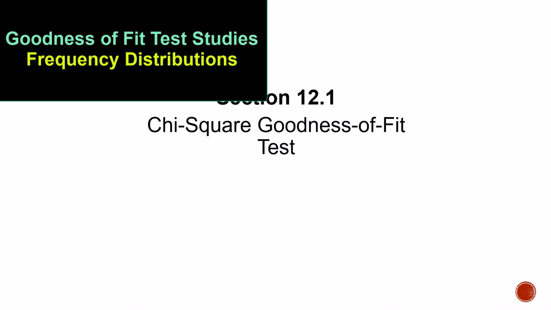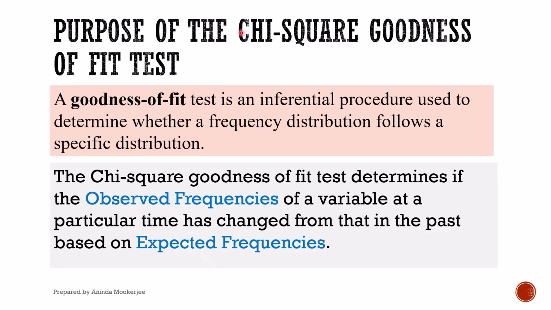So in this lecture, we are going to learn about the goodness of fit test, the purpose of it, and then the process of performing a goodness of fit test using an example. We will first learn what the chi-squared goodness of fit test is and its purpose. It is an inferential procedure used to determine whether a frequency distribution follows a specific distribution. In other words, it is a comparative study.